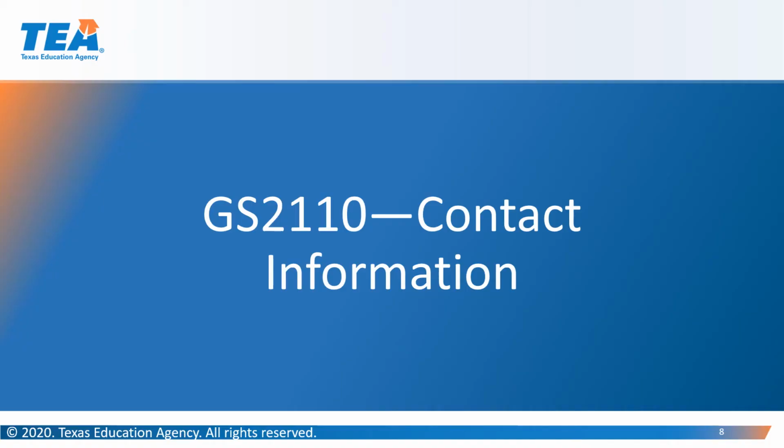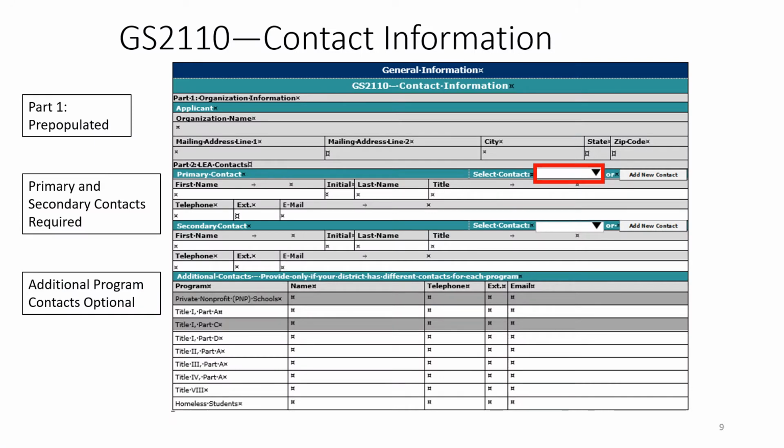The GS2110 collects contact information for the compliance reports. Part 1 is pre-populated. Part 2 is for the primary and secondary contact for the LEA. The LEA selects the contact from the drop-down list and the information will populate. If the LEA wants to add a contact that's not on the list, they'll simply click on the Add New Contact button to be taken to the schedule that allows for contact information to be entered.